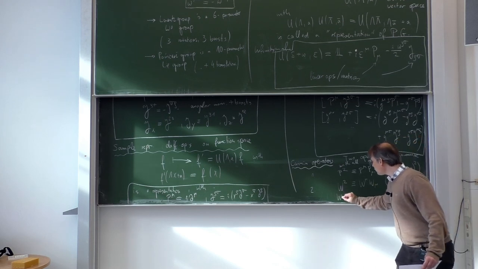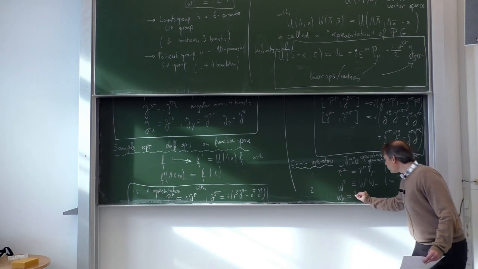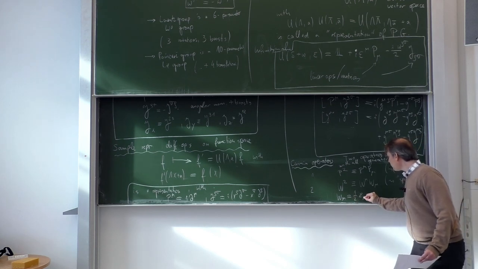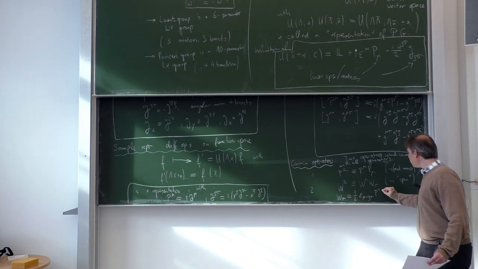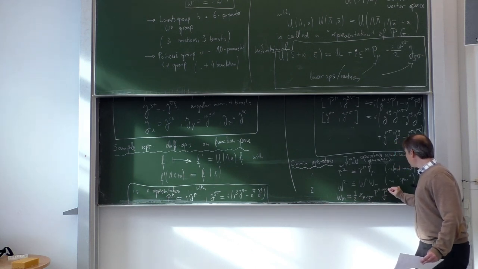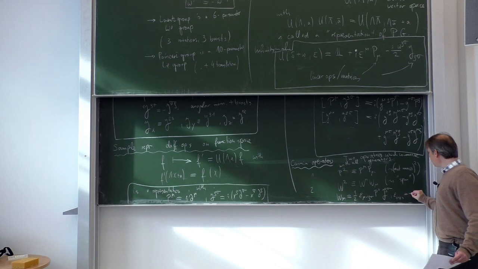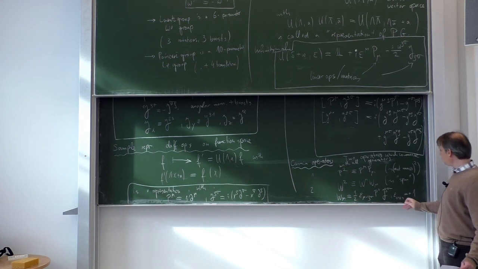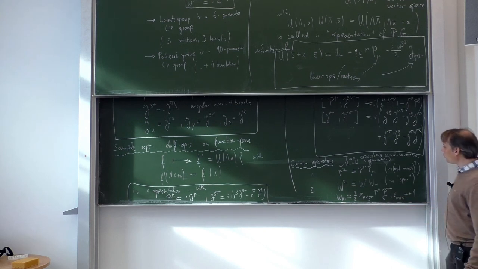But the definition of this operator is W mu with lower index is defined as 1/2 times epsilon mu nu rho sigma times P nu times J rho sigma, where I use here the convention epsilon 0, 1, 2, 3 is equal to plus 1, and the epsilon tensor is completely antisymmetric in all the indices.